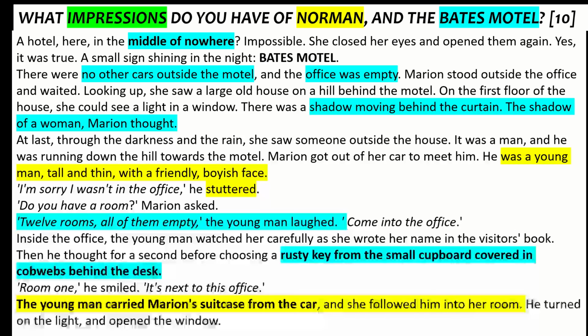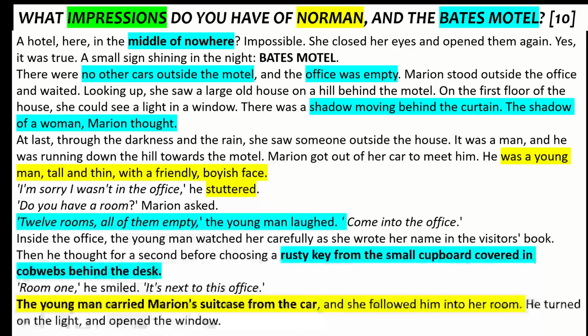If we look at the Bates Motel now, straight away, first sentence, it's in the middle of nowhere. So that is one where maybe you don't have to explain it. There was no other cars outside the motel, so that tells me that Marion is the only customer there, and the office was empty. So Norman, probably because he doesn't get any customers. It's so quiet at the Bates Motel that he doesn't even bother staying in the office because there's no point. He may as well just stay in the house and then occasionally run down.